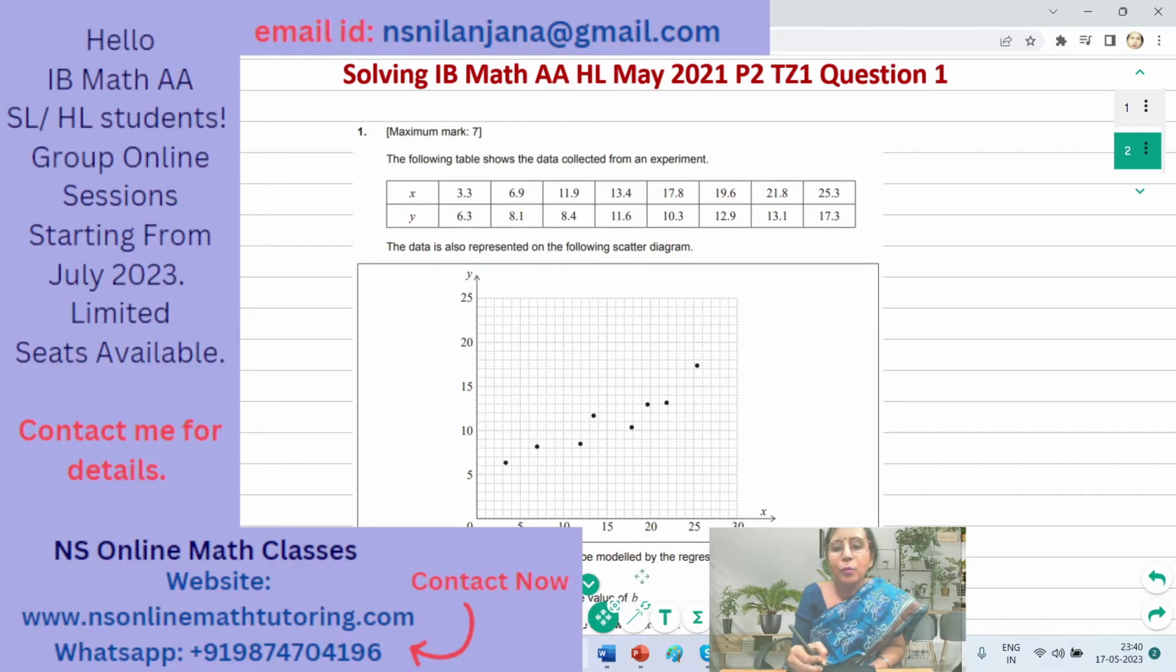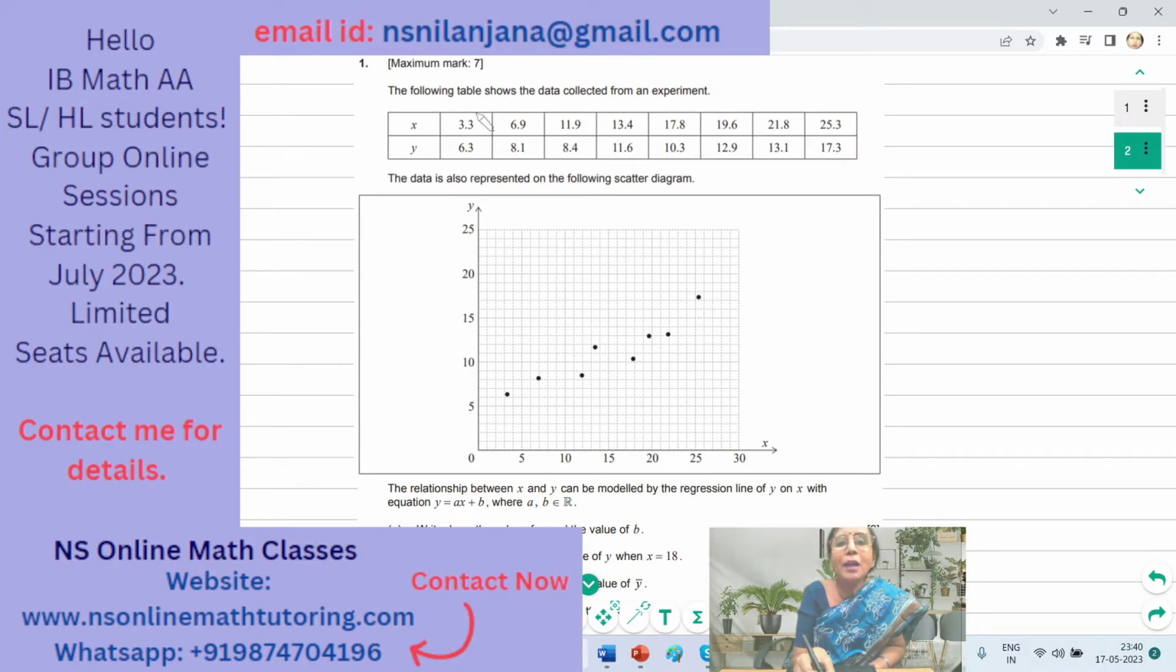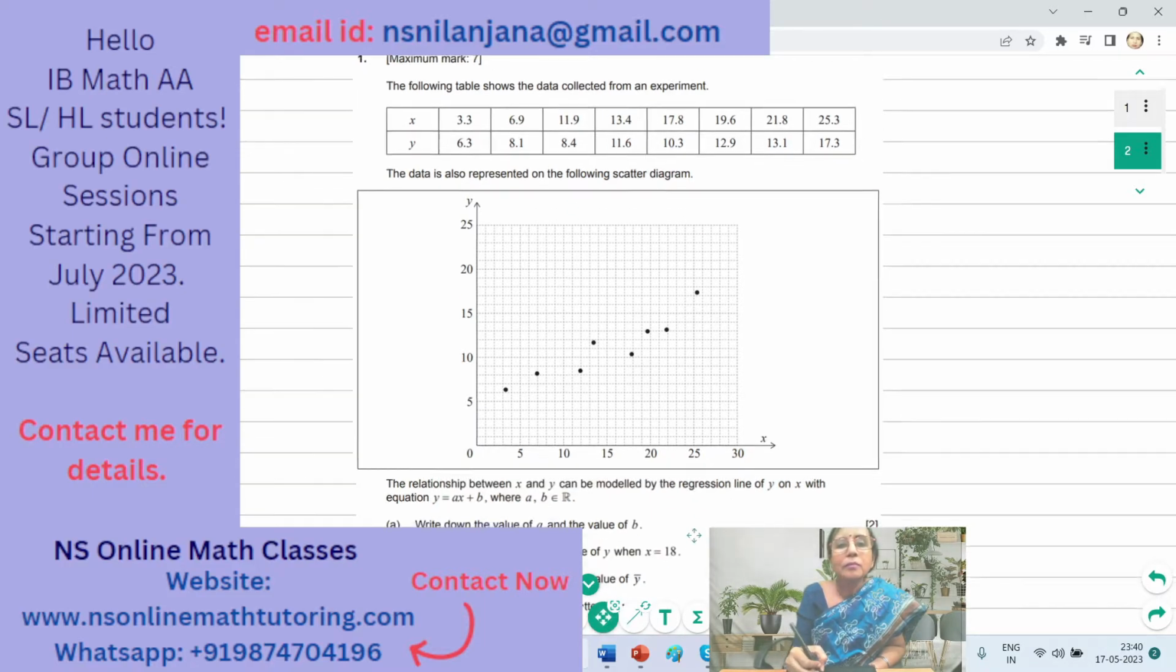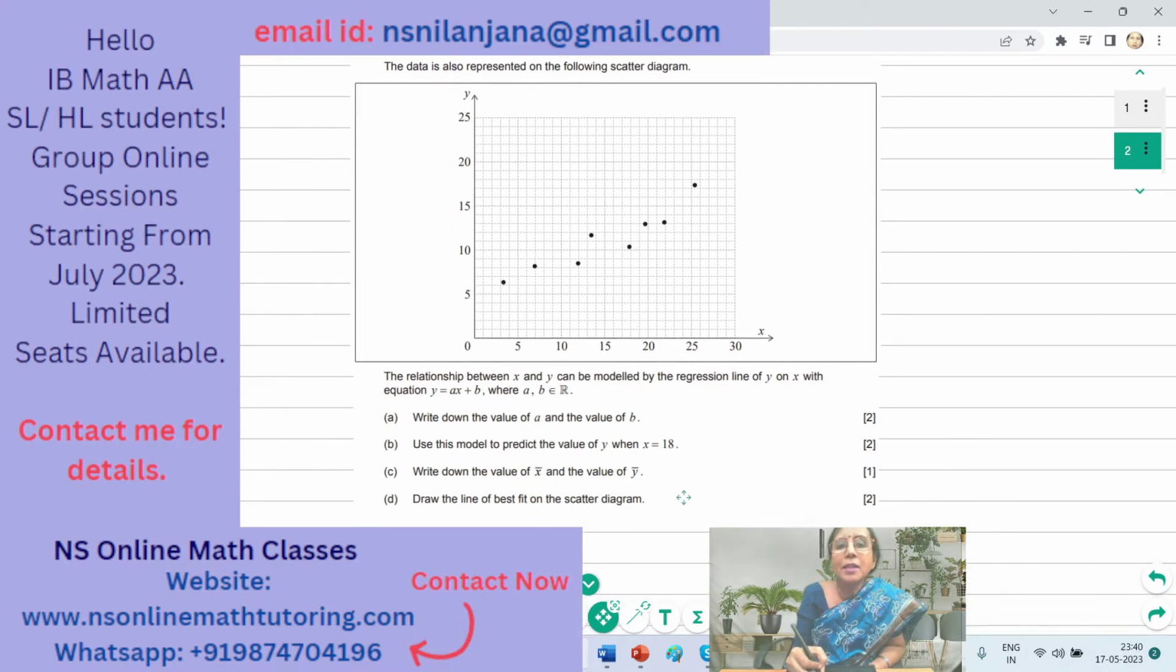So Question 1 contains 7 marks, and it says the following table shows the data collected from an experiment, X and Y. So two sets of data: 1, 2, 3, 4, 5, 6, 7, 8 data pairs. And the data is also represented on the following scatter diagram.